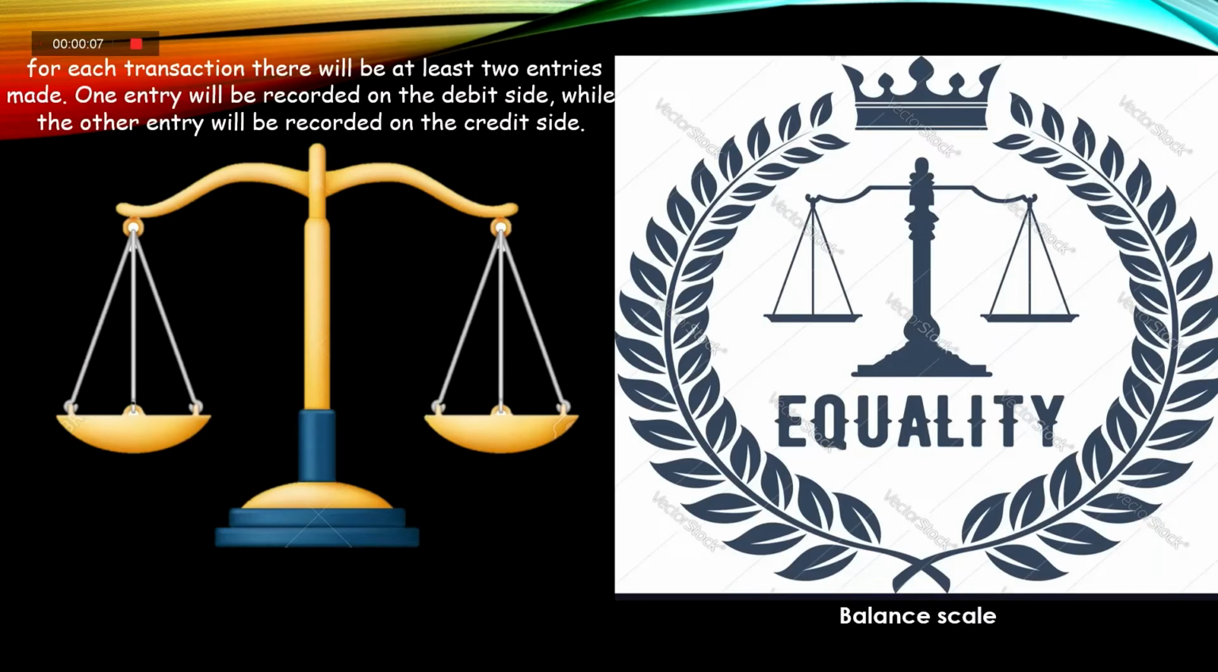In a double entry bookkeeping system, it is like the scale of justice and the balance of scale wherein equality is always present, and for each transaction there will be at least two entries made. One entry will be recorded on the debit side, while the other entry will be recorded on the credit side. The total debits and credits must always balance.